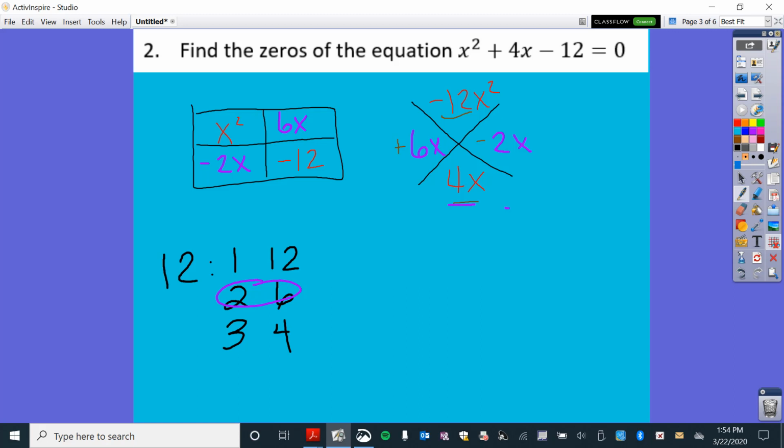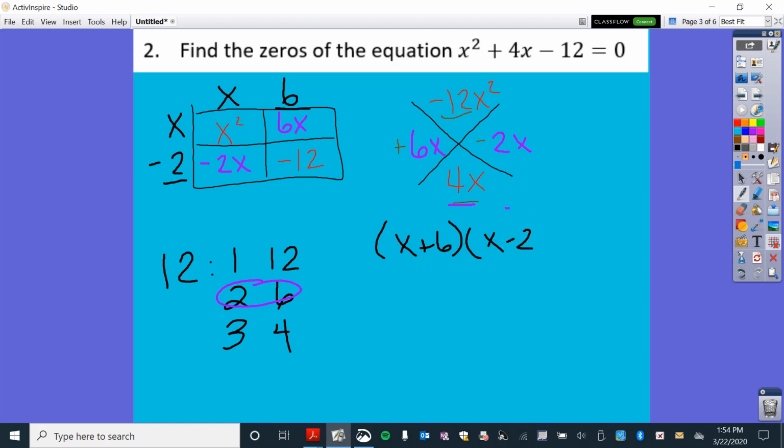What's the only thing that can multiply to give you x squared? X and x. So then x times what on top is going to give you 6x? 6. And what on bottom times x is going to give you negative 2? Negative 2. So we know that our factors are x plus 6 and x minus 2.